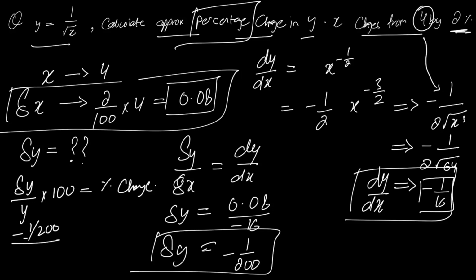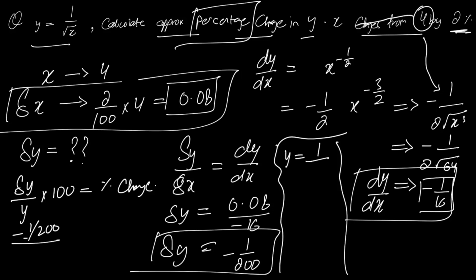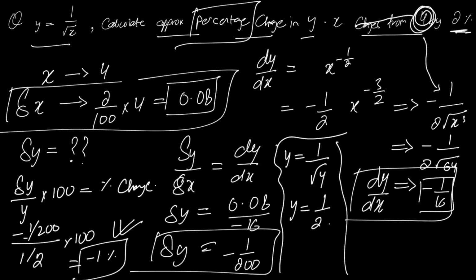Now it is being divided by the original value of y, which we again have to find. There's a bit of a lack of space here, so we'll do it over here. y is equal to 1 upon the square root of x. Now again we have to use the original value of x, not the changed one. So square root of 4, so we get y is 1 upon 2. So again, dividing by 1 upon 2 and multiplying by 100, this will give us minus 1. So minus 1 percent is the answer to this question. That means that the y value is decreasing 1% from its original value.